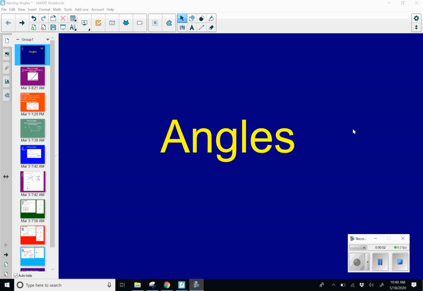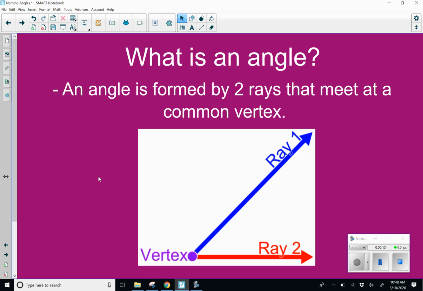Hello everyone. Today we're going to start talking about angles, specifically naming angles. Before we get started with how to name angles, let's first talk about what an angle is. So an angle is formed by two rays that meet at a common vertex.